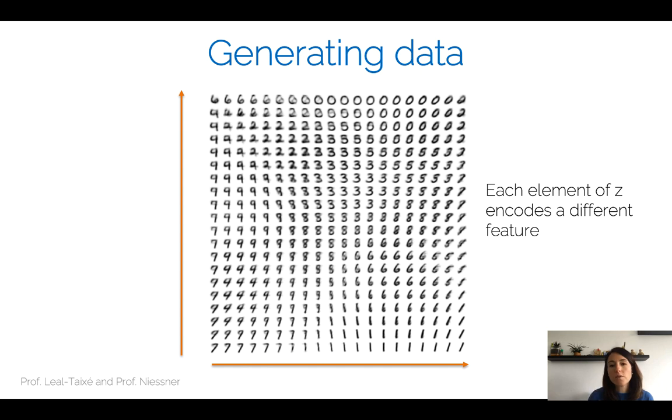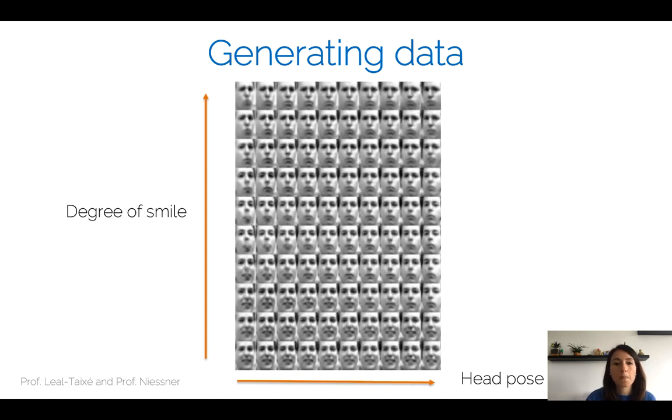So the cool thing is that not only can you generate data, but you can actually see patterns by changing smoothly in your latent space. With numbers, it's not super interesting, of course, but when you start to move, for example, to faces, you see that each element of the latent space is going to give you a different characteristic. For example, you can change the degree of smile, or you can change the head pose. And all you have to do is sample from your latent distribution in a continuous way.